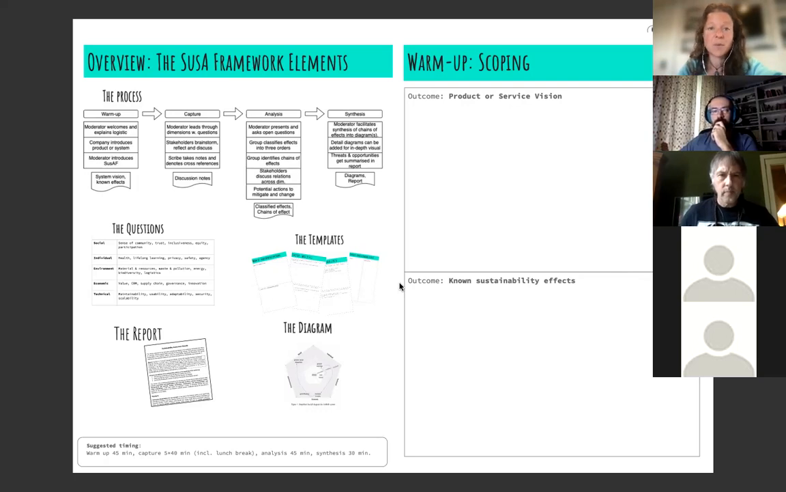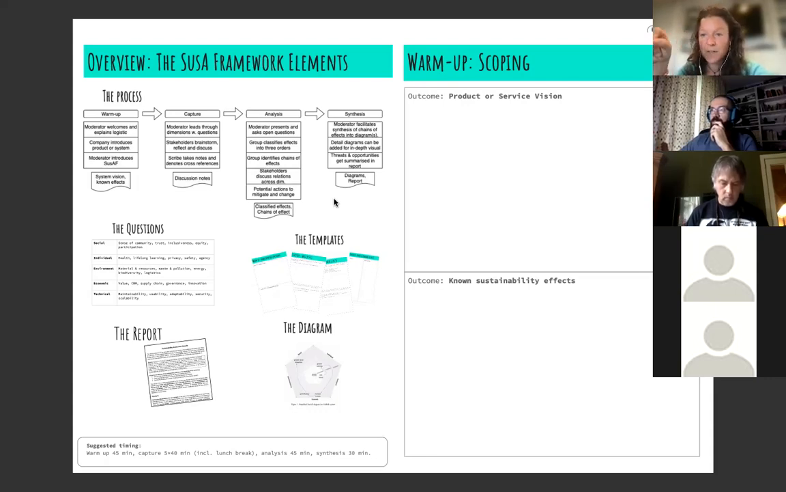And we'll be taking notes throughout that process. For that, we have a Miro board for the online version. Then we go into an analysis phase where we summarize what we found and make sure that all the effects are classified into their order of effect, whether they're direct, indirect, or systemic. And we'll look back over what that means.